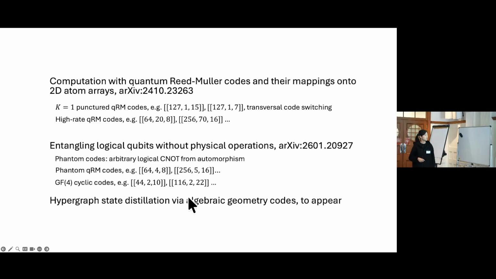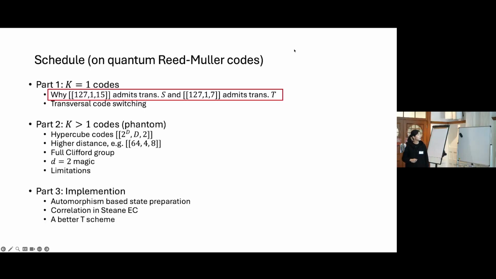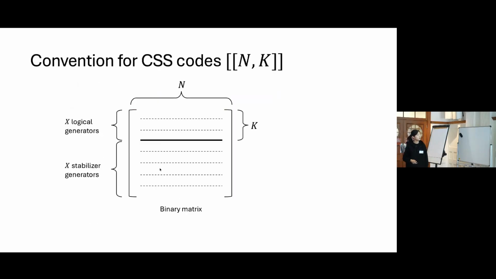There I also consider another family of codes, which is related to another project I'm doing. Today I don't have the time to go into detail of those, so I will only focus on these two quantum Reed-Muller code-based constructions. Okay, so here's the schedule. I want to start with the k=1 code, and especially tell you why this d=7 code admits a transversal T gate. And then I will go to the phantom codes, encoding more qubits, and then I will talk about implementation here. The idea of this talk is more like a tutorial instead of showing you the results. So if you have any questions, just feel free to ask at any point.